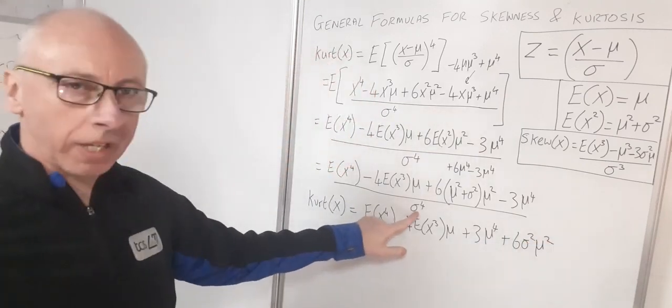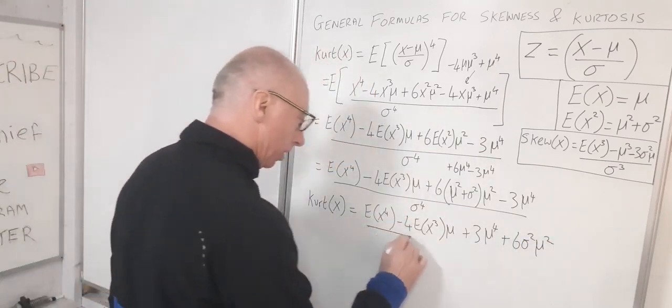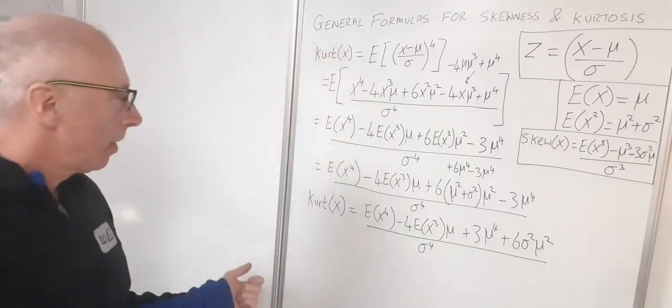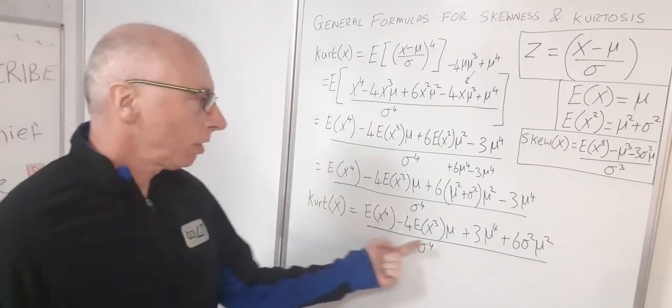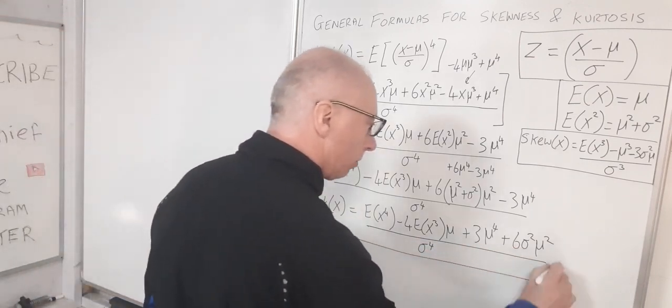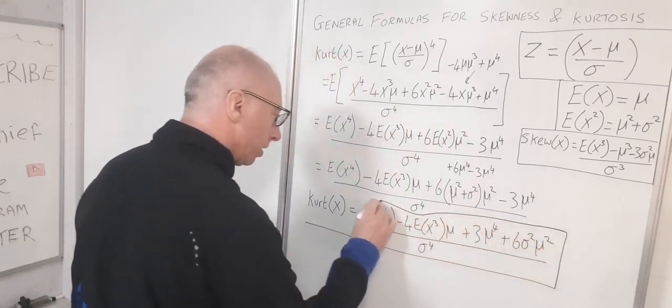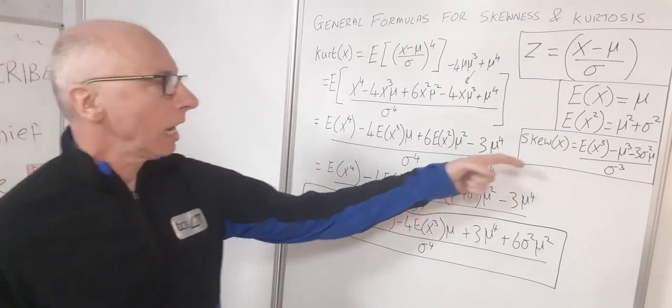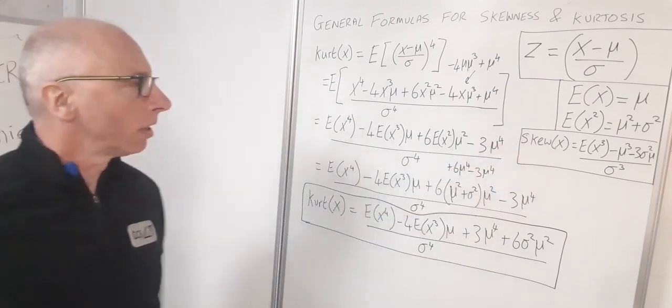Okay, and then not forgetting to divide by sigma to the power of 4. Okay, so there is no more simplification possible on that. That's going to be our kurtosis general formula. So I'll leave that in a box there. So there we go. That's our kurtosis and that's our skewness general formulas.